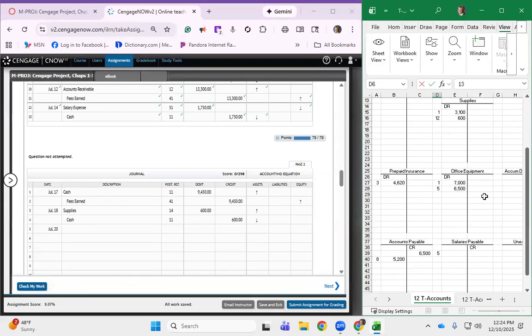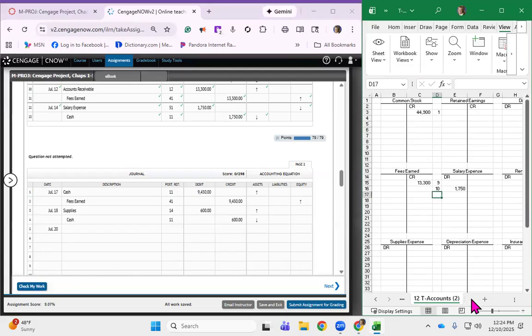Okay, and now we need to go to fees earned. I'm going to jump down 6750, and that's coming from number 12. So we're going to debit accounts receivable. Got to spell receivable correctly or it'll fuss at you. So 6750, and then fees earned 6750. Now we're ready to post.